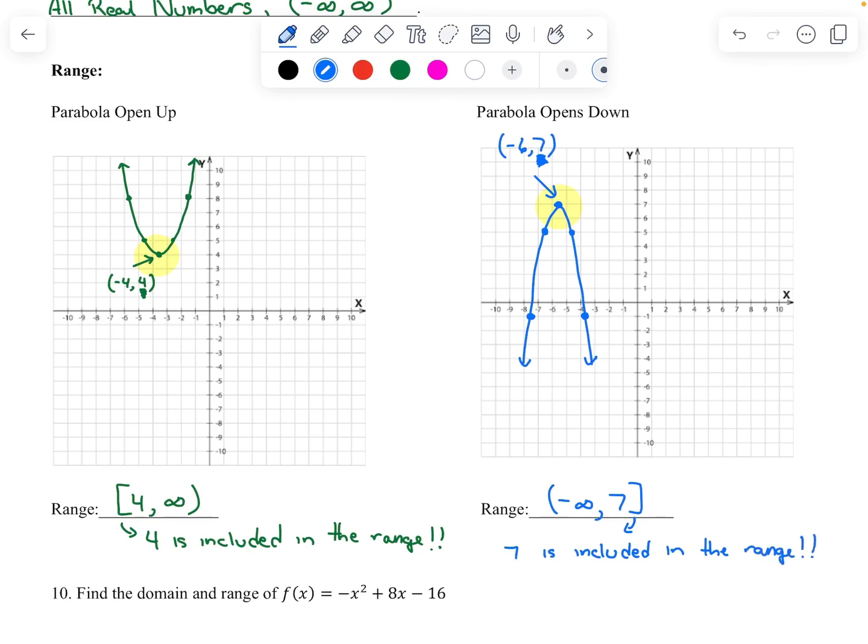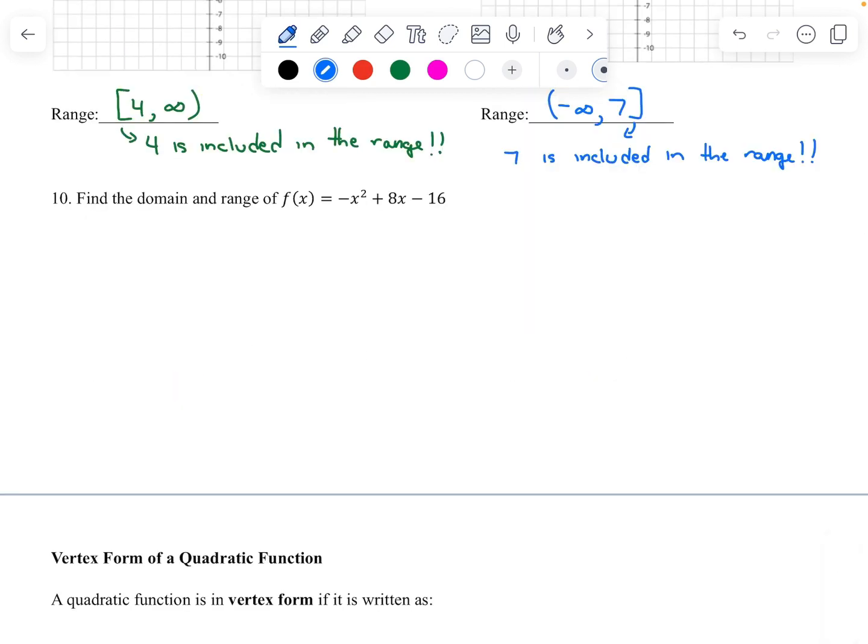Now let's take a look at an example where the graph of the quadratic function is not given. We just have the equation. Find the domain and range of f of x is equal to negative x squared plus 8x minus 16. Now I'm going to start by finding the domain. The domain is quite easy. This is a quadratic function, so the domain is all real numbers.